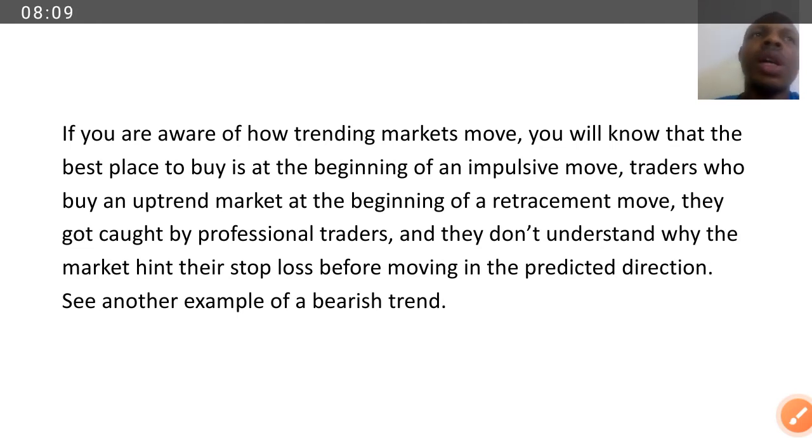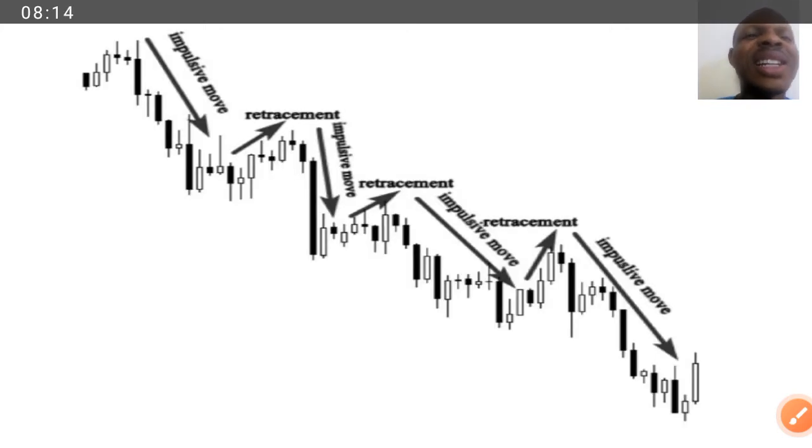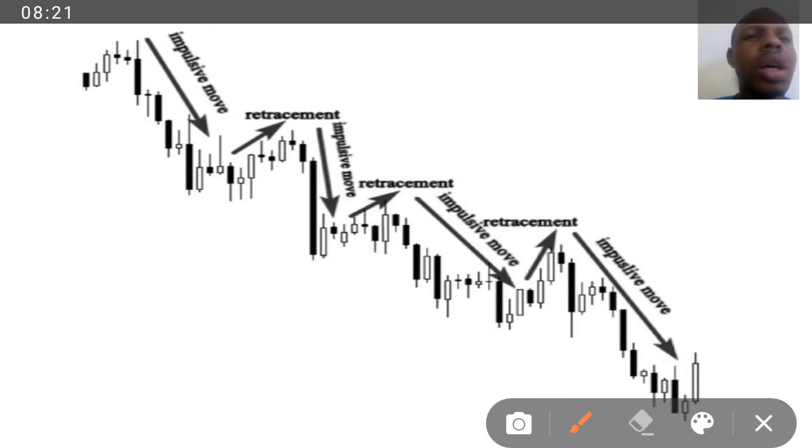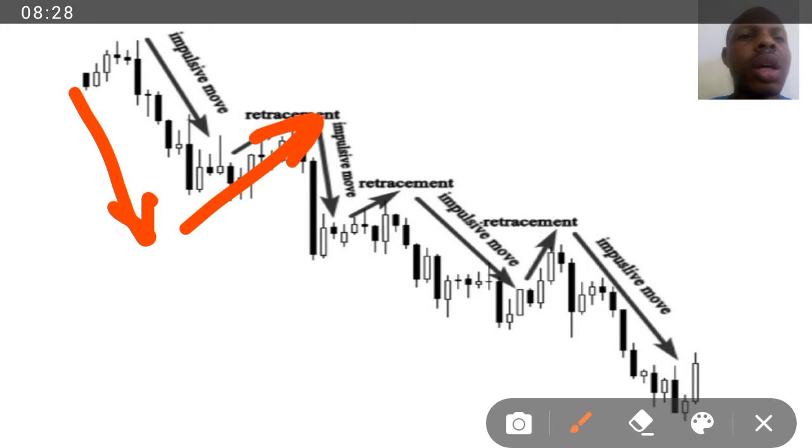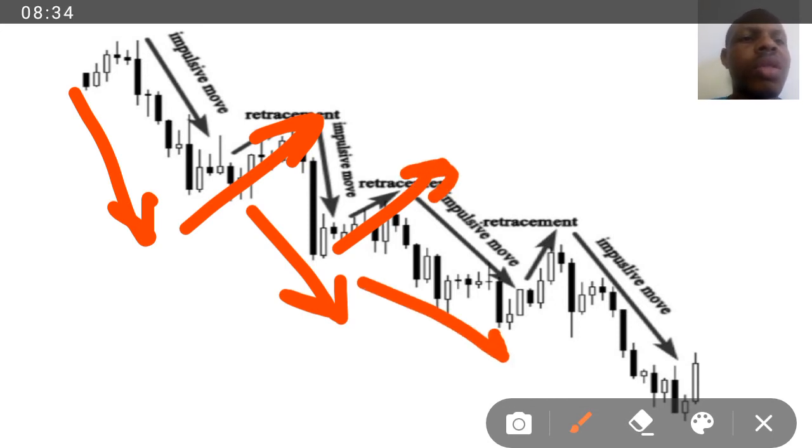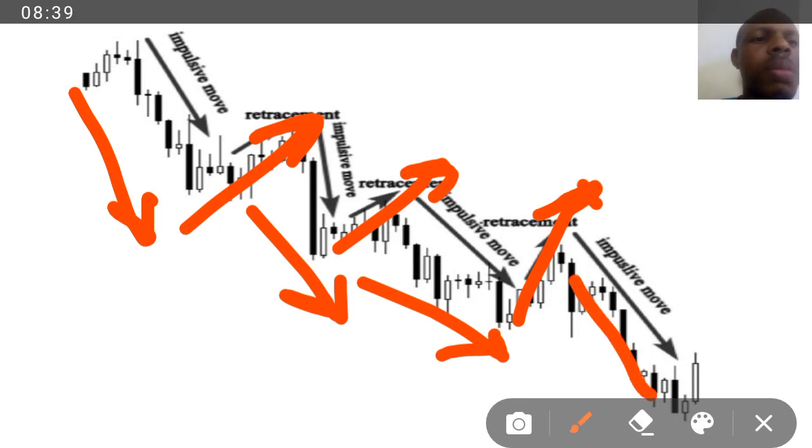There may not be a breakout. Now look at this. This is a downtrend. And you see the move, impulsive, retracement, impulsive move, then the retracement, impulsive move, retracement move, impulsive, retracement, impulsive. Why? Because it's going down.